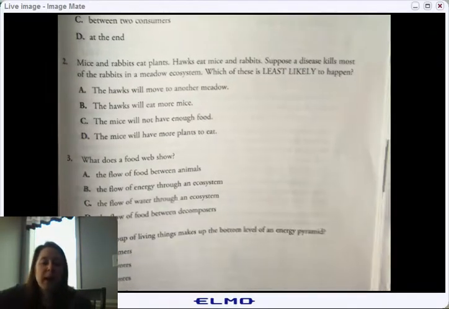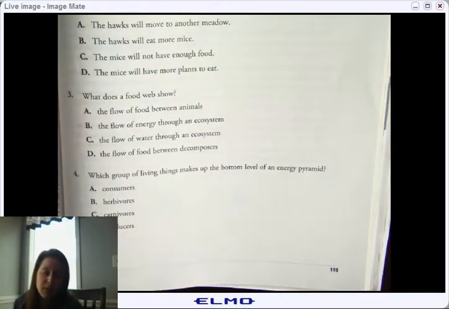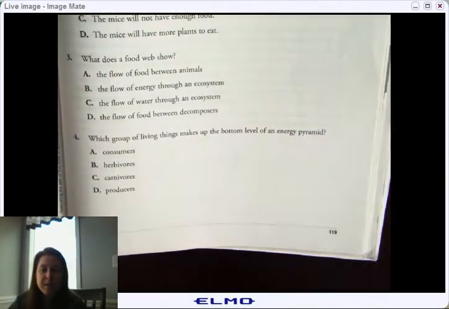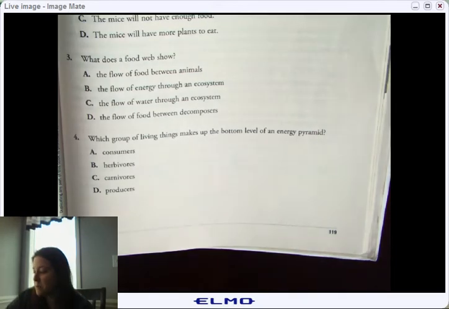What does a food web show? A, the flow of food between animals. B, the flow of energy through an ecosystem. C, the flow of water through an ecosystem. Or D, the flow of food between decomposers. And number 4, which group of living things makes up the bottom level of the energy pyramid? A, consumers. B, herbivores. C, carnivores. Or D, producers.